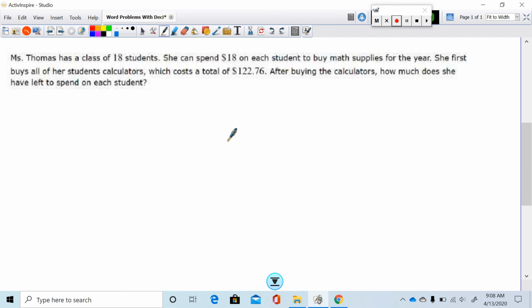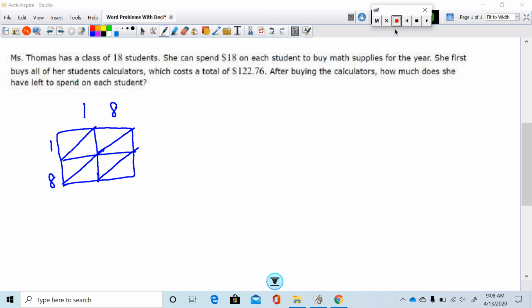Okay, the next one, Ms. Thomas has a class of 18 students. She can spend $18 on each student to buy math supplies for the year. So again, I'm going to use my lattice multiplication, 18 times 18. So 1 times 1 is 1. 8 times 1 is 8. 1 times 8 is 8. And 8 times 8 is 64.